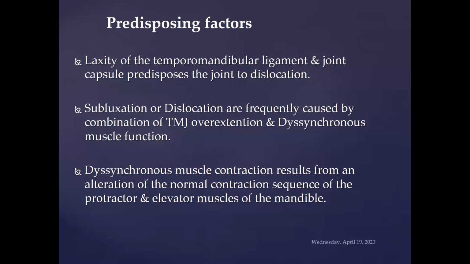Okay, and dysynchronous muscle function. Dysynchronous muscle contraction results from alteration of the normal contraction sequence of the protractor or elevator muscles. Okay, the protractor helps to bring the mandible forward and backward. The protractor and retractor muscles and the elevator muscles of the mandible are the basic culprits for dysynchronous muscle contraction.